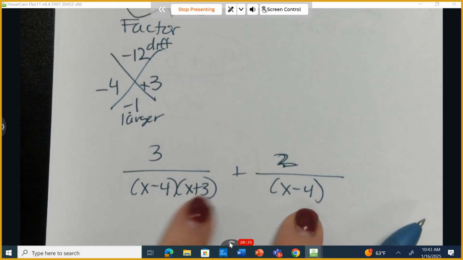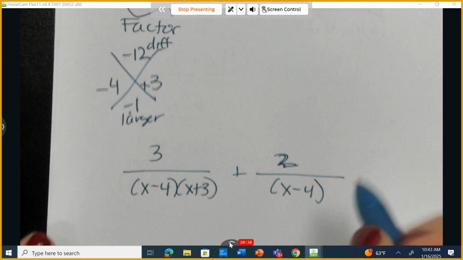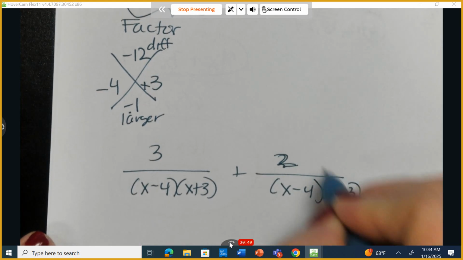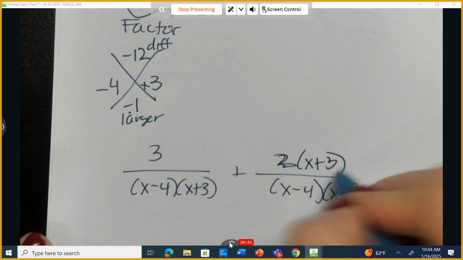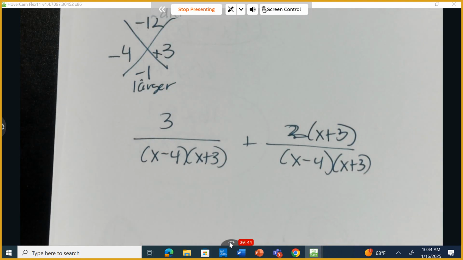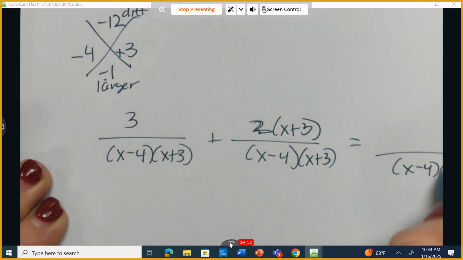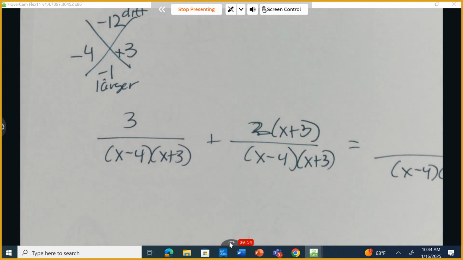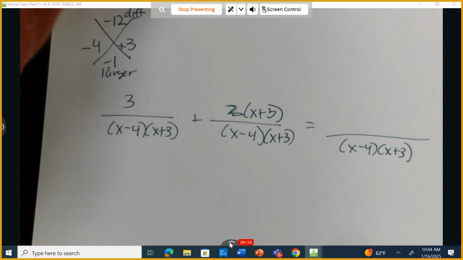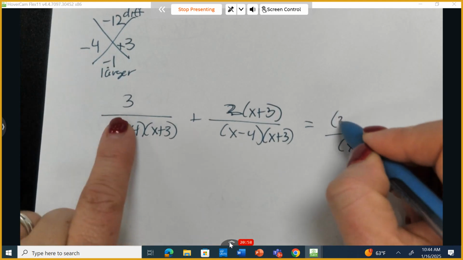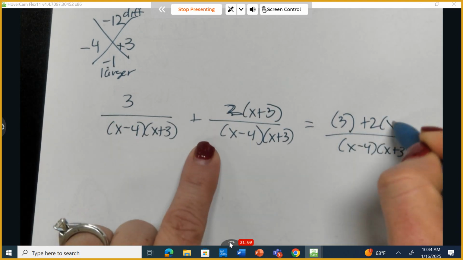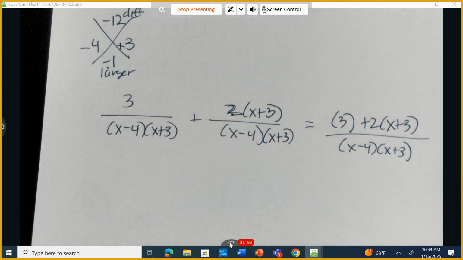It's missing this x plus 3. Otherwise, they look exactly the same. So let's put down an x plus 3 on the bottom and an x plus 3 on top. Okay, is everybody ready? Now, the bottoms look exactly the same. X minus 3 and x plus 3. We have a left side and we have a right side.